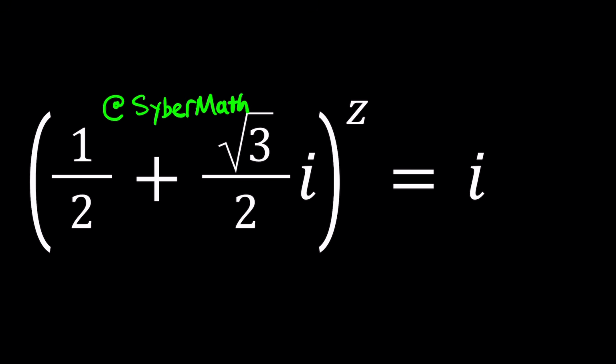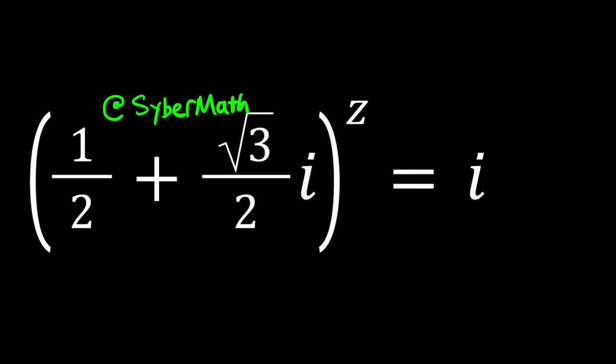I made different playlists. So we have a complex number, 1/2 plus root 3 over 2 i, and that is raised to the power z. z is a complex number, and the result is i, which is really weird, right? How do you take a complex number like this and turn it into something simpler like i? That's what we're going to explore in this video.